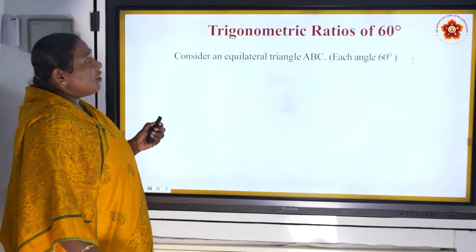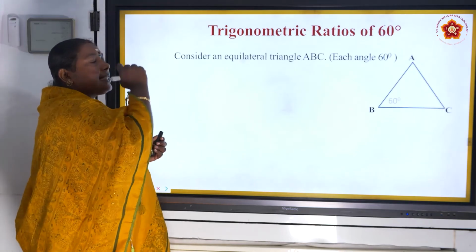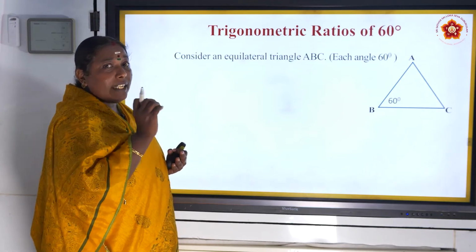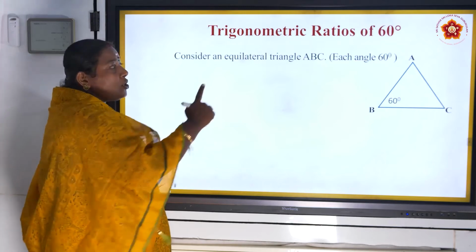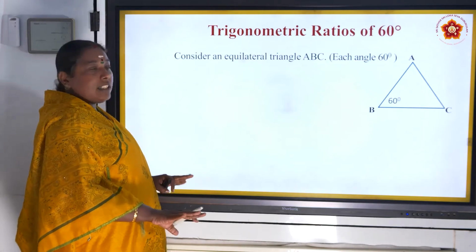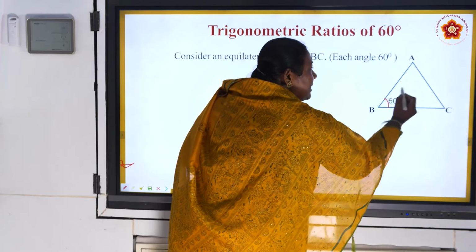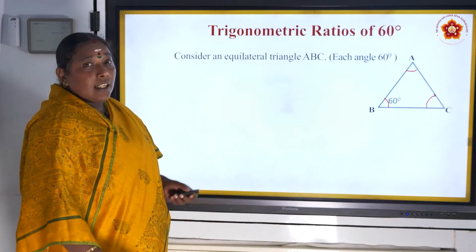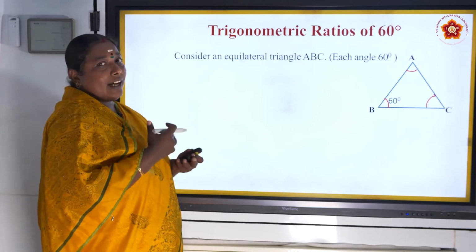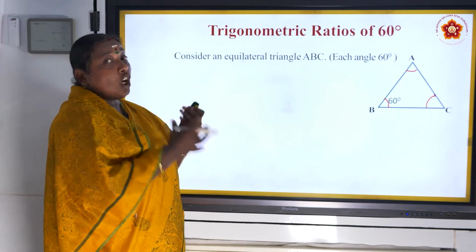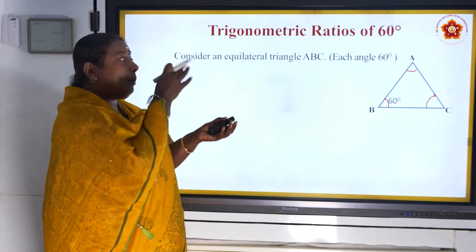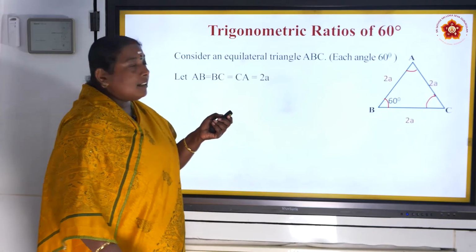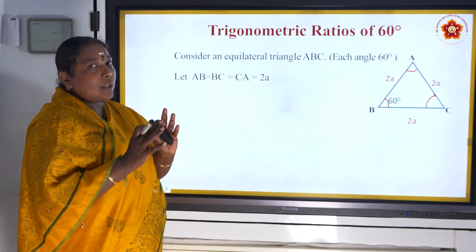Next one, trigonometric ratios of 60. Have you ever heard about 60? That means the 60 will come in an equilateral triangle. Is it right? So I have an equilateral triangle. That means if one angle is 60, then all my angles will be 60 only. Okay. In our 9th standard, I have learnt something about congruent triangles. If I drop a perpendicular line from my opposite A, I will get two congruent triangles.